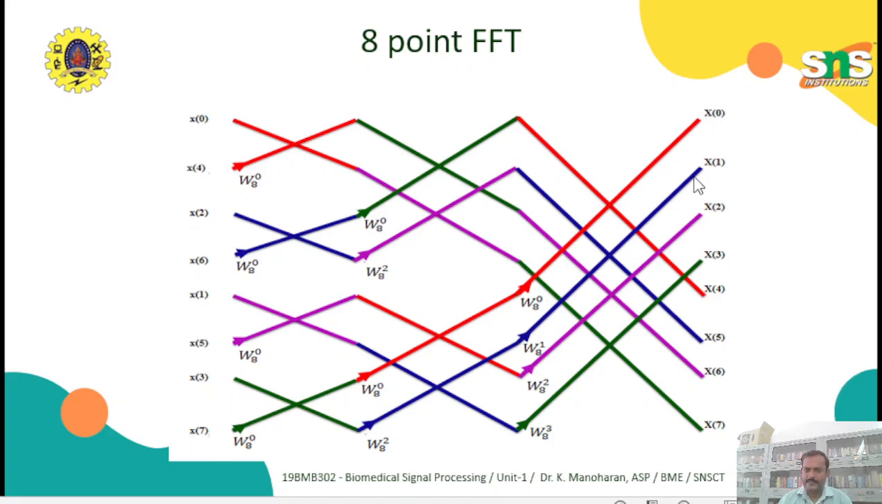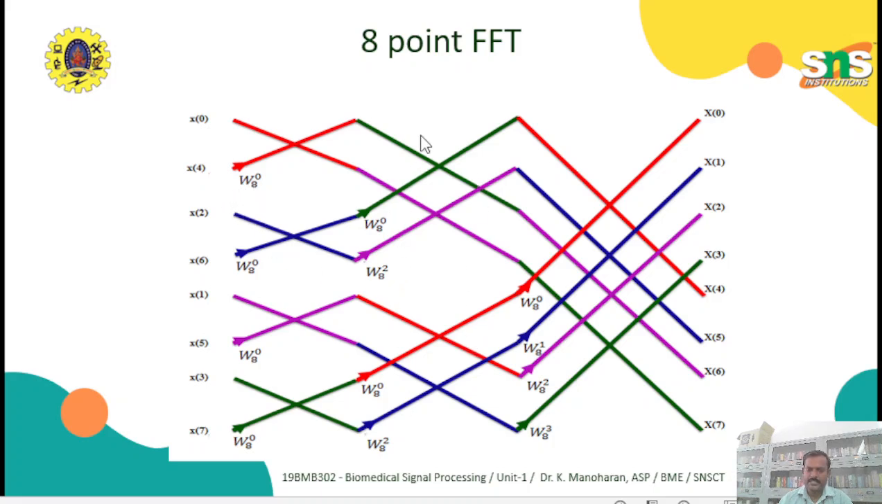Look at this. X of 0, X of 1, X of 2, X of 3, X of 4, X of 5, 6, 7. This is natural order. We have twiddle factors. 4 twiddle factors we are using. So this is W8^0. So all 4 we have this W8^0. So first stage, we have 4 butterflies. These 4 butterflies have the same twiddle factor of W8^0.